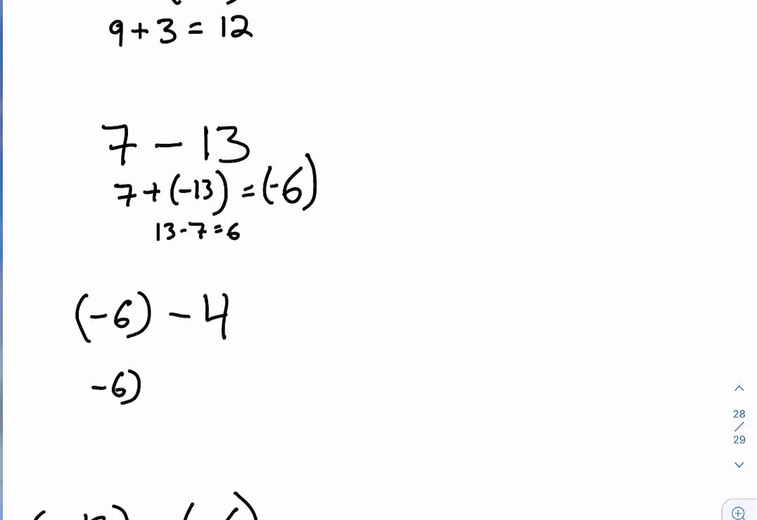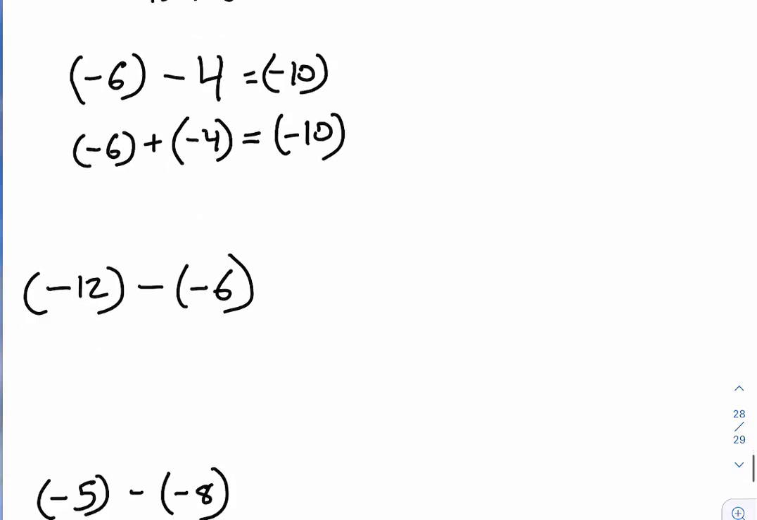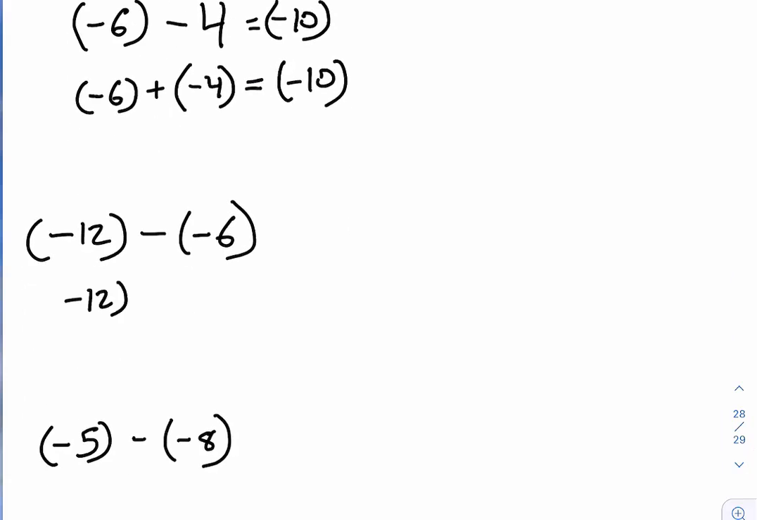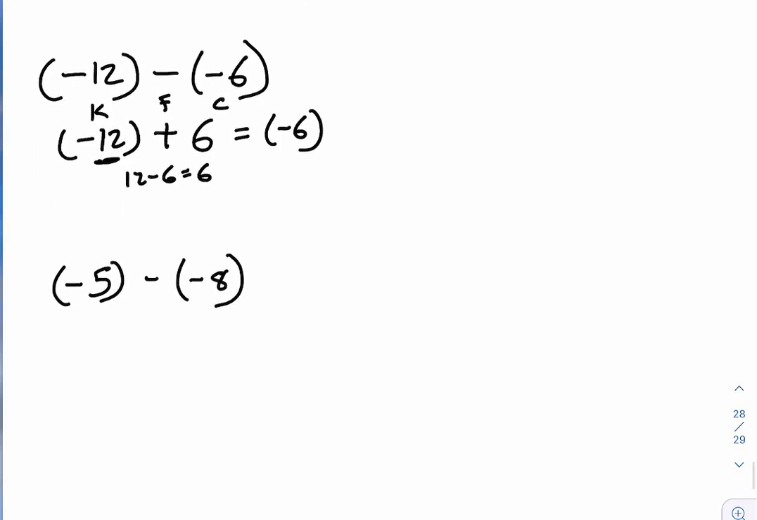Next one, keep the negative 6, change it to addition, change to its opposite. Now add them together. That is going to be negative 10. The signs are the same. Next one, another negative, negative 12. Keep that one, right? Keep, flip, change. 12 minus 6 equals 6, so it's going to be a negative 6 because the 12 is bigger than 6. Next one, keep, flip, change. 8 subtract 5 equals 3, so this one is 3.